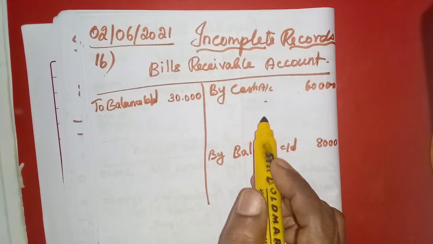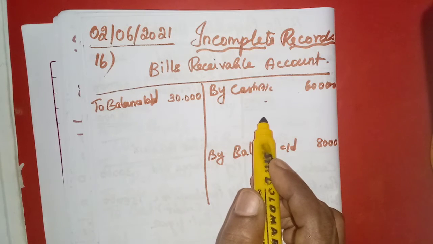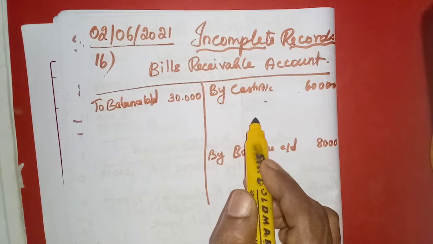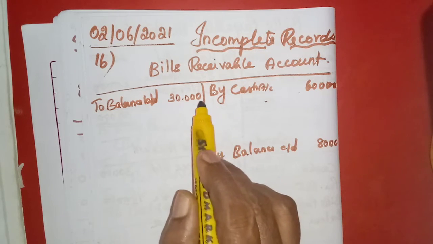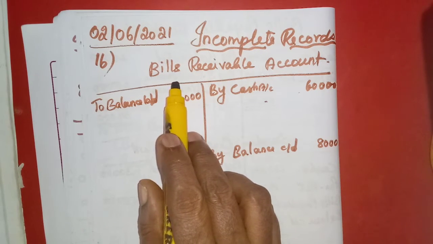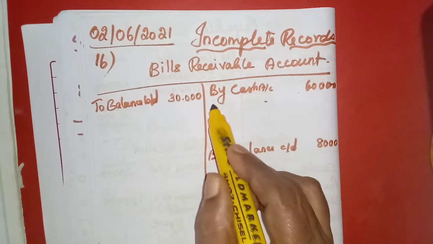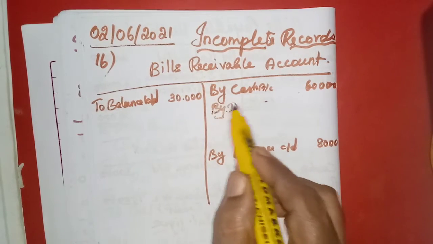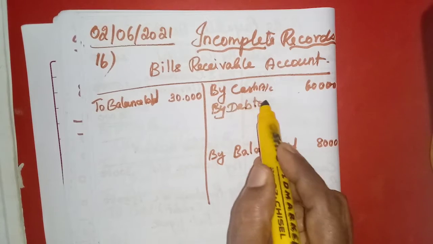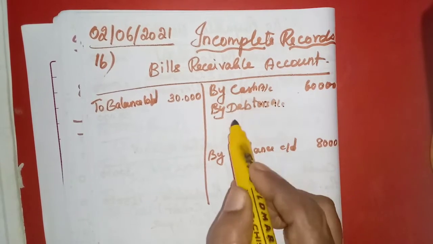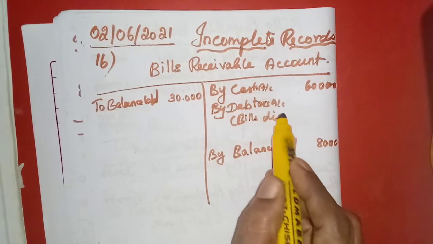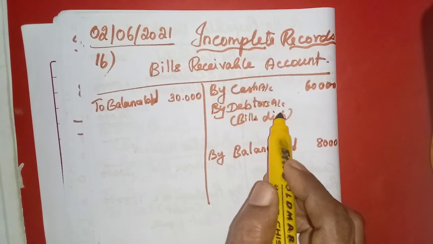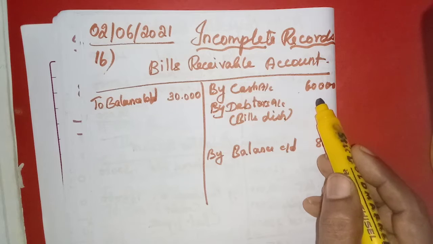Then bills receivable dishonored. For this one, again we need to debit the debtors account and credit the bills receivable. So here, by debtors account, you should write bills dishonored, 4,000. That's it.